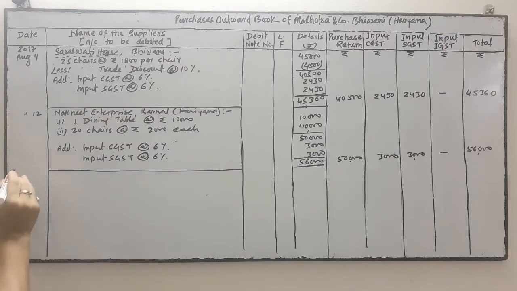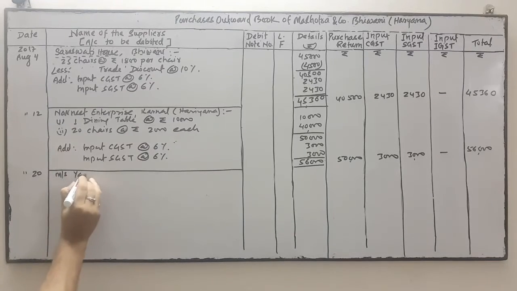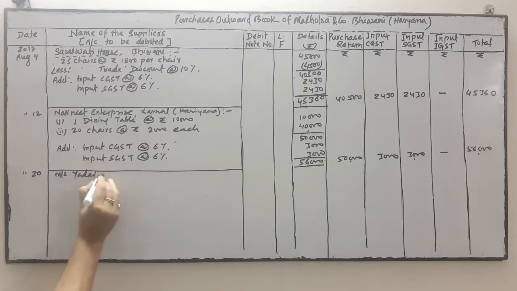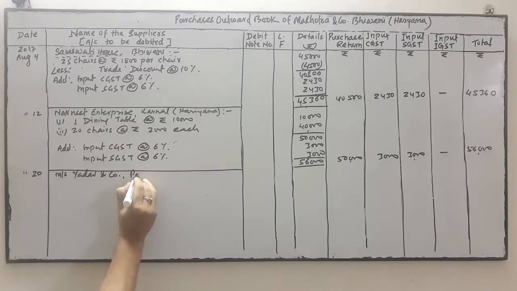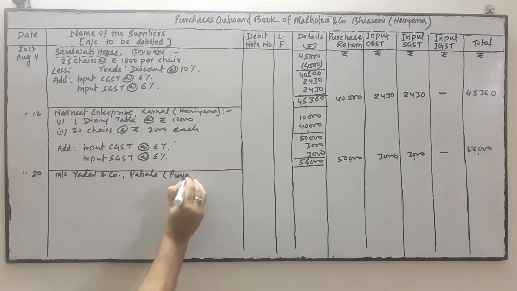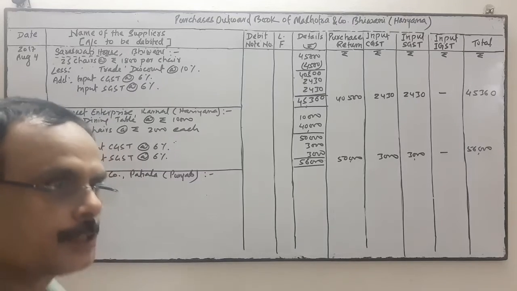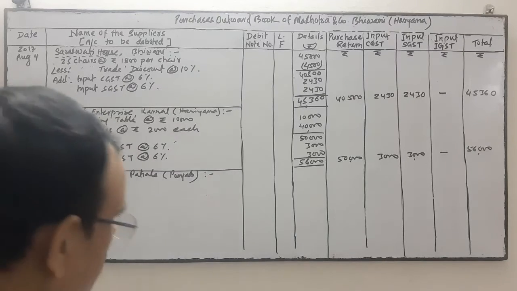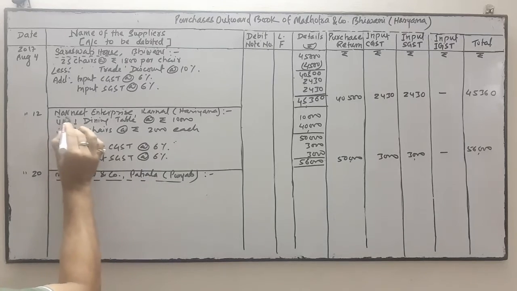Next is on August 20, return to Messrs. Yadav and Company of Patiala. It's Punjab, so it's interstate. Now Haryana to Punjab, interstate. So we'll calculate the IGST over here.